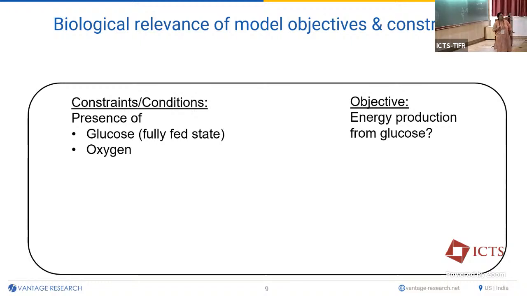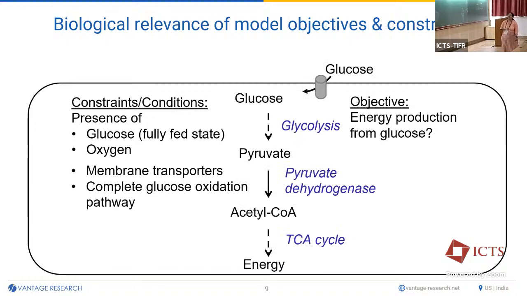So the second constraint would be availability of oxygen. The third most important constraint, and most of the time overlooked, is the presence of the membrane transporters. Whether the glucose is there in the system is ensured if there is a glucose transporter to bring the glucose from the outside to the inside of the cell.